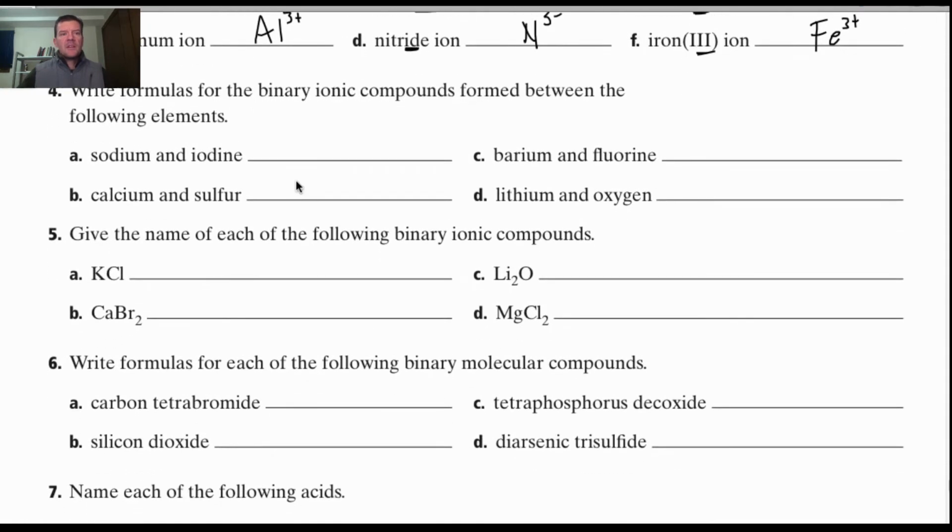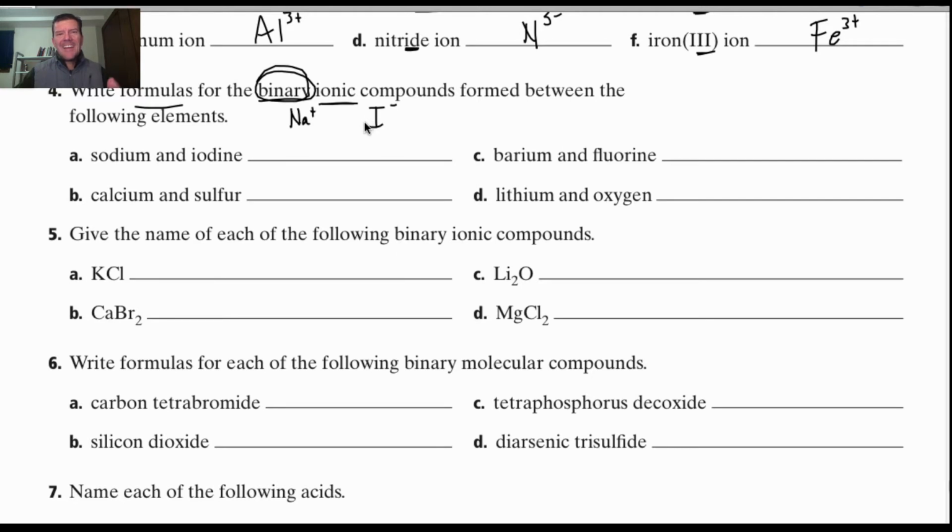Okay? Now it says, write formulas for the binary, two elements coming together, and it's ionic, so it should be a metal and a non-metal, and we're going to write the formulas for these. Now remember, the way that they come together is the ions have to come together in a ratio to form a neutral compound. So I'm going to show you the ions and then show you in what ratio they come together. Sodium and iodine. So sodium is going to form a +1 ion because it's in group 1. Iodine is in group 17. It's going to form a -1. Sodium gives its electron to iodine.